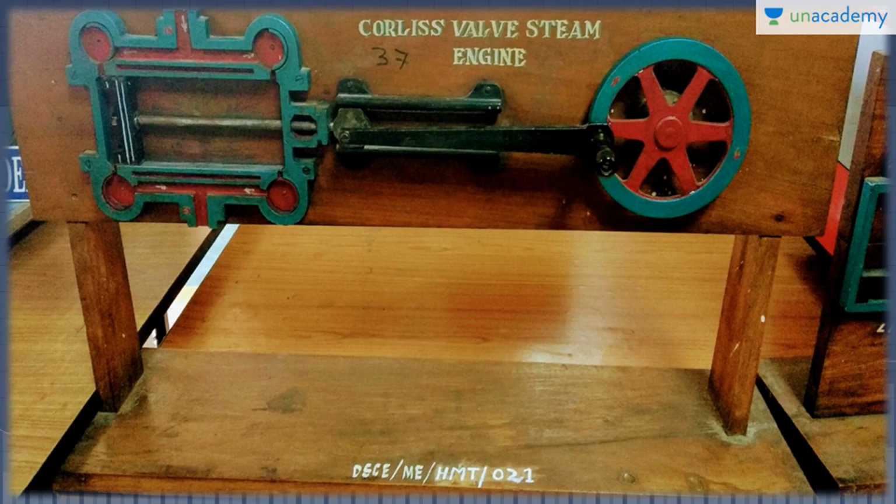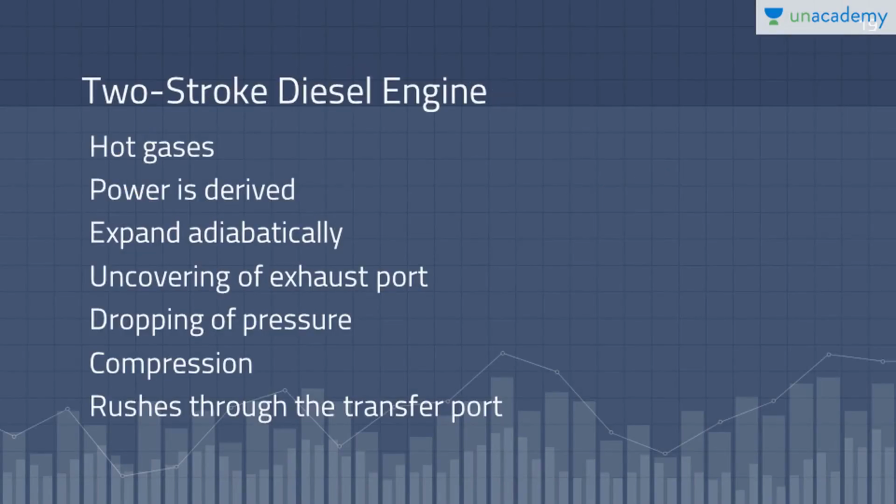You can see this is also a type of steam engine. You can see this also contains only 2 inlets and 2 ports, that is the 2 strokes, upward stroke and downward stroke. And once the supply of fuel is cut off, the hot gases exert pressure on the piston, which pushes it downwards. Hence the work or power is derived.